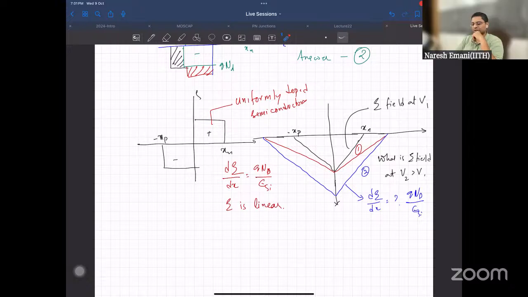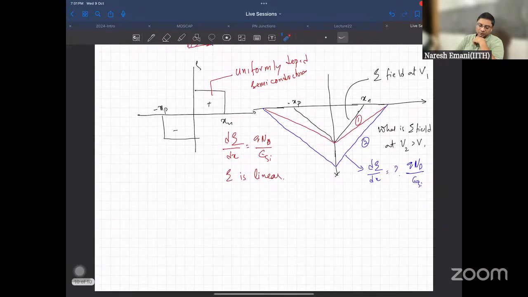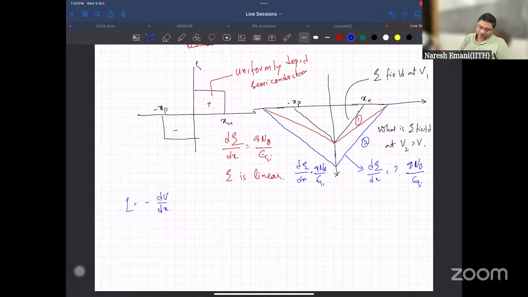Now, if you have such a scenario, and the other side, of course, dE by dx is Q NA by epsilon, right? So now, when you have a situation like this, what will be the potential? Well, the potential is what is causing it. You can do it in different ways. We know that minus dV by dx is equal to the electric field, right? So basically, the voltage or potential drop is going to be the integral of E dx. You compute the integral and you can see that.